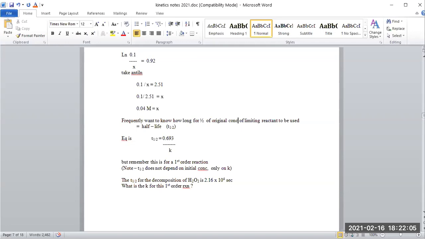This one has a fixed value. Look at your equation there. 0.693 over k gives you half-life. The 0.693 never changes as long as you are talking about first-order reactions.